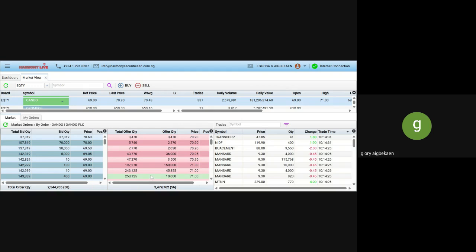And on the offer side, 3.4 million. So we are going to see there's a serious battle between the bulls in Ohano and the bears in Ohano. So let's watch. It's too early to say that it is the bear that will win the fight. It's too early.